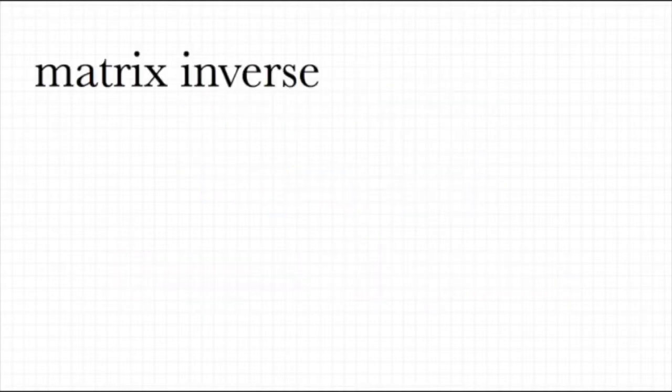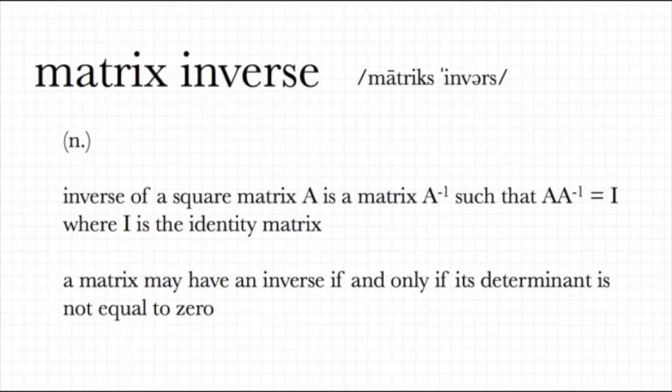First, let us discuss the matrix inverse. The matrix inverse is basically the equivalent of a reciprocal for a matrix, meaning if you were to multiply the matrix by its inverse, it would result in the identity matrix. A matrix may have an inverse if and only if its determinant is not equal to 0.